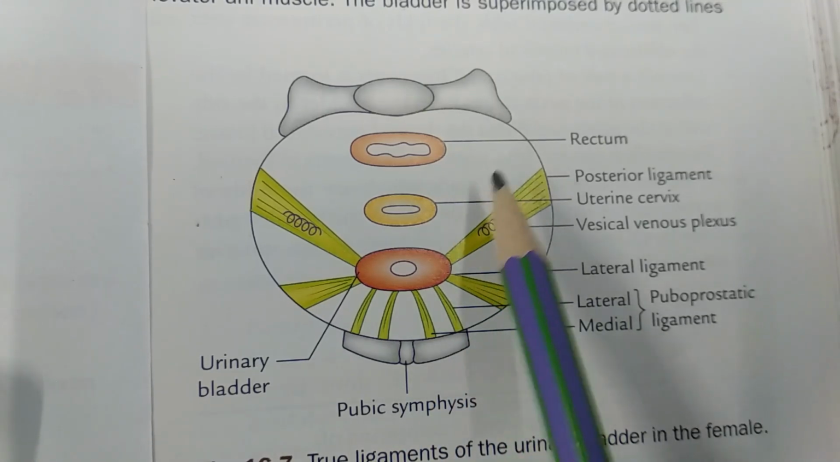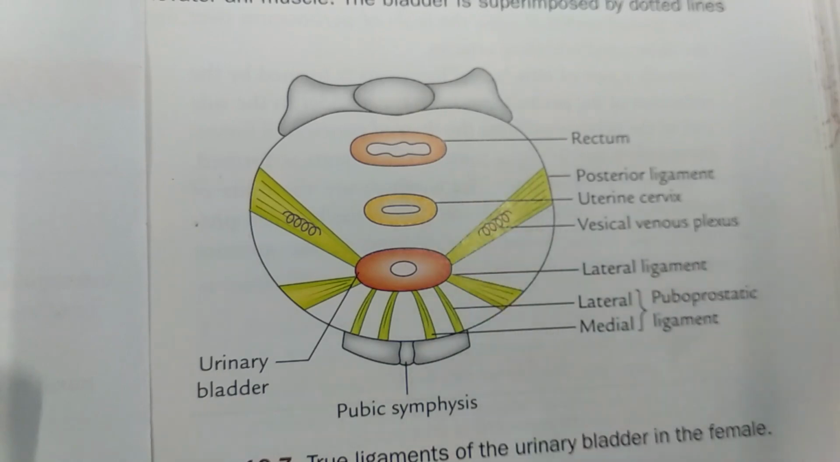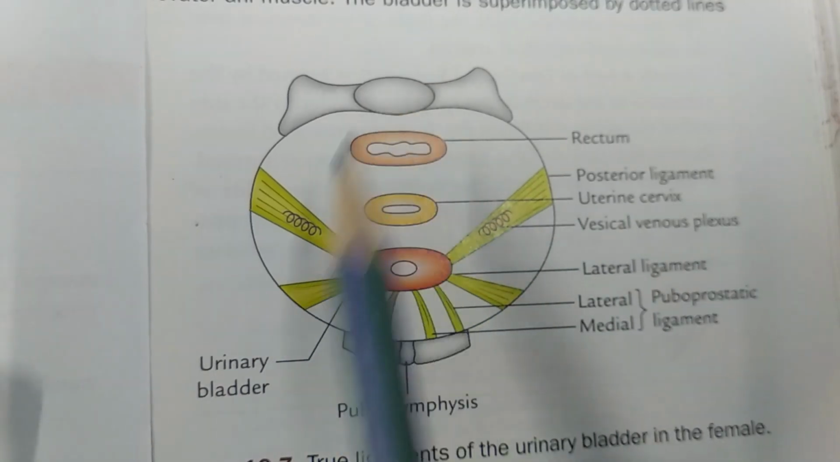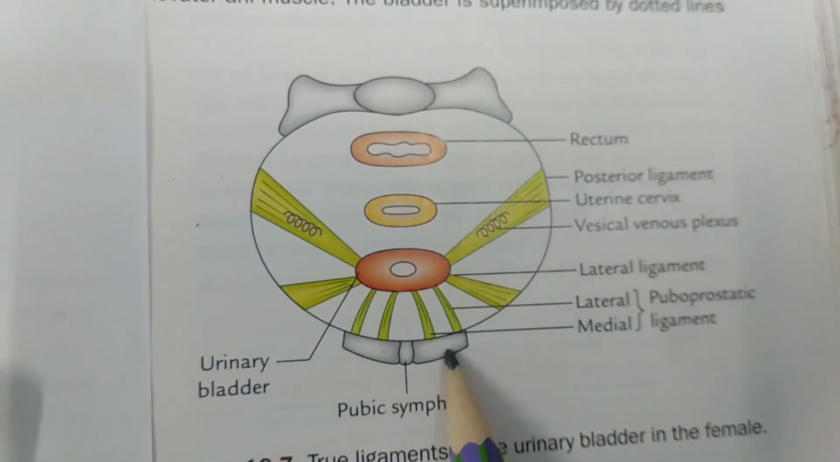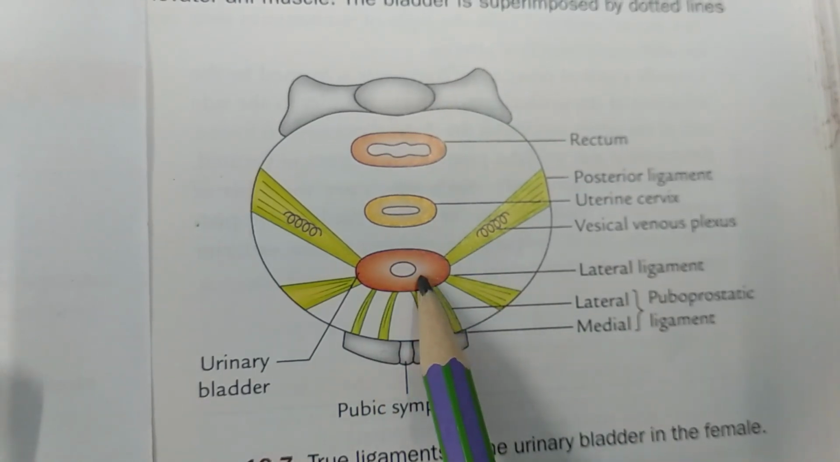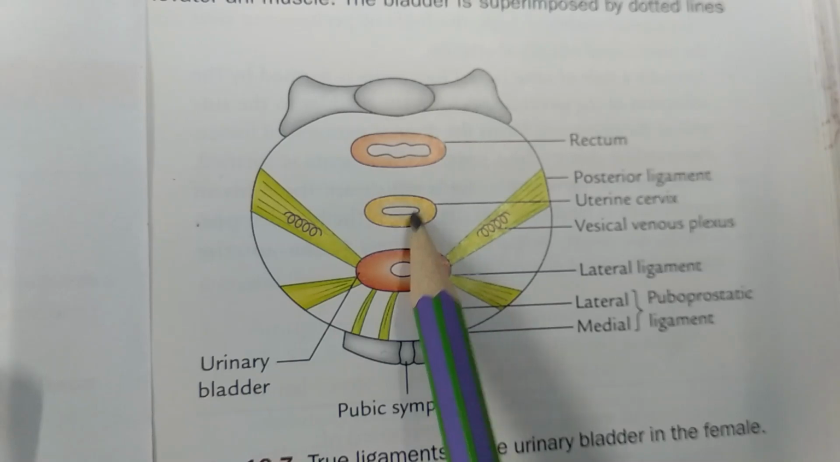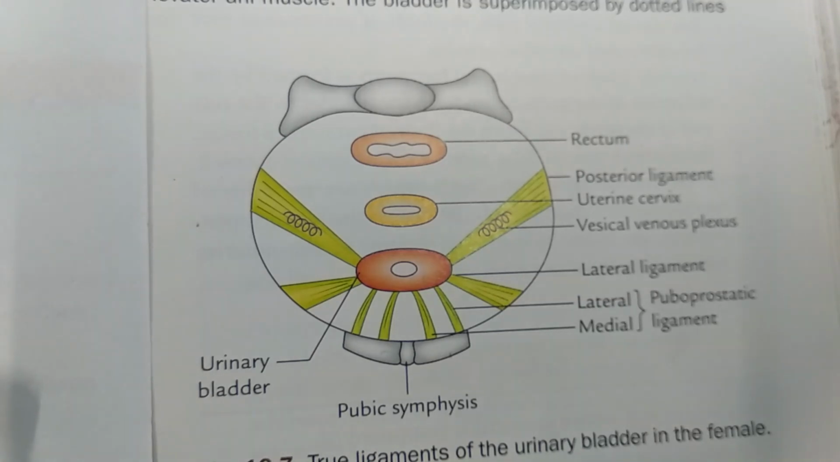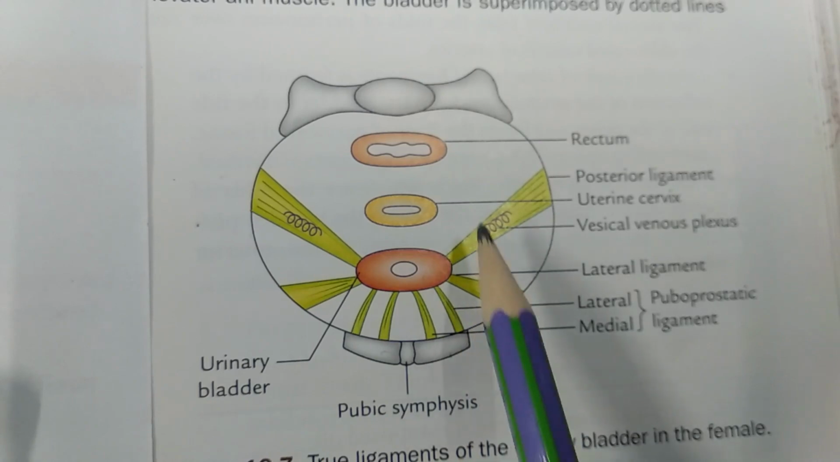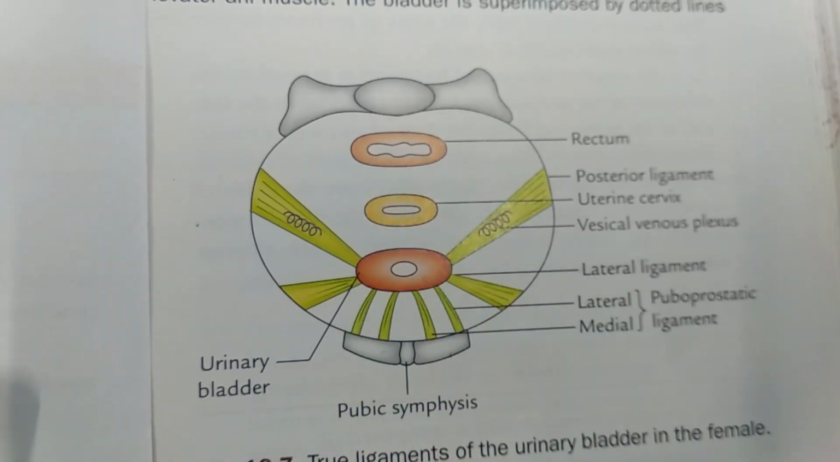This is a superior view of the female pelvis. You can see this is a schematic diagram showing the sacrum posteriorly and the pubic symphysis anteriorly. This is the urinary bladder, this is the uterus, and this is the rectum, and all the other structures are not shown here. As I have told you, true ligaments are formed by the condensation of the pelvic fascia surrounding these structures. So at the neck of the bladder, what are those ligaments?